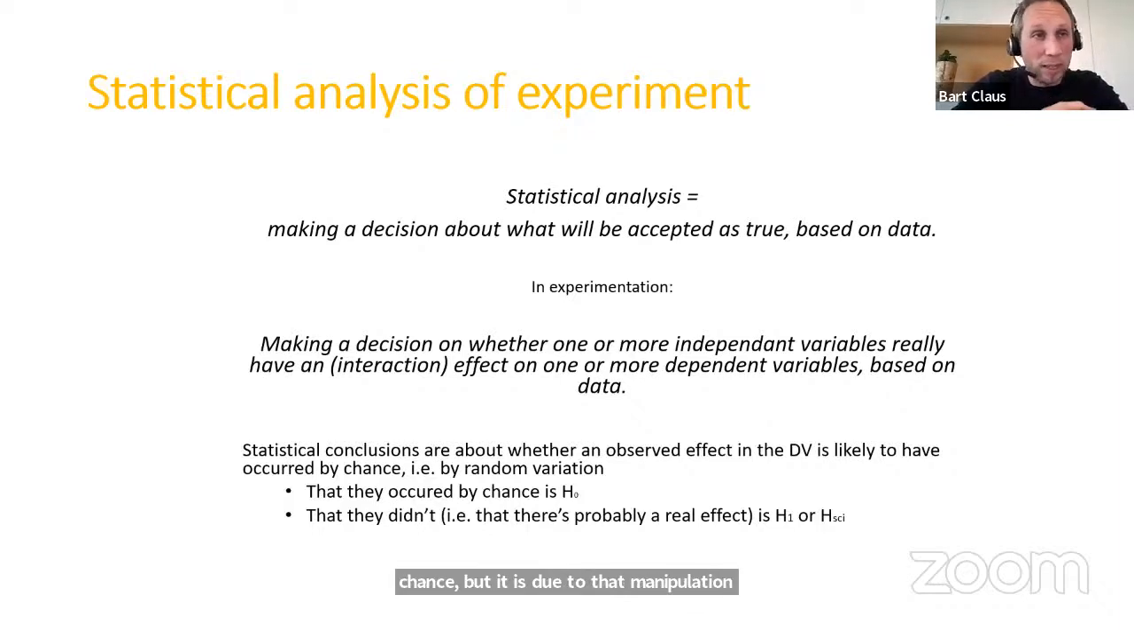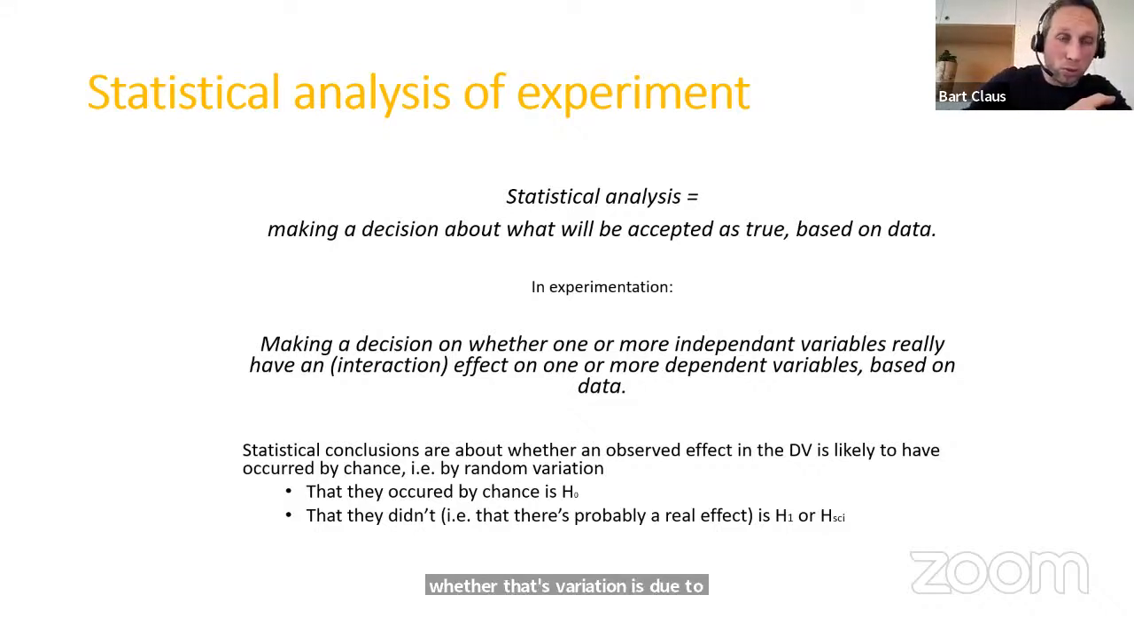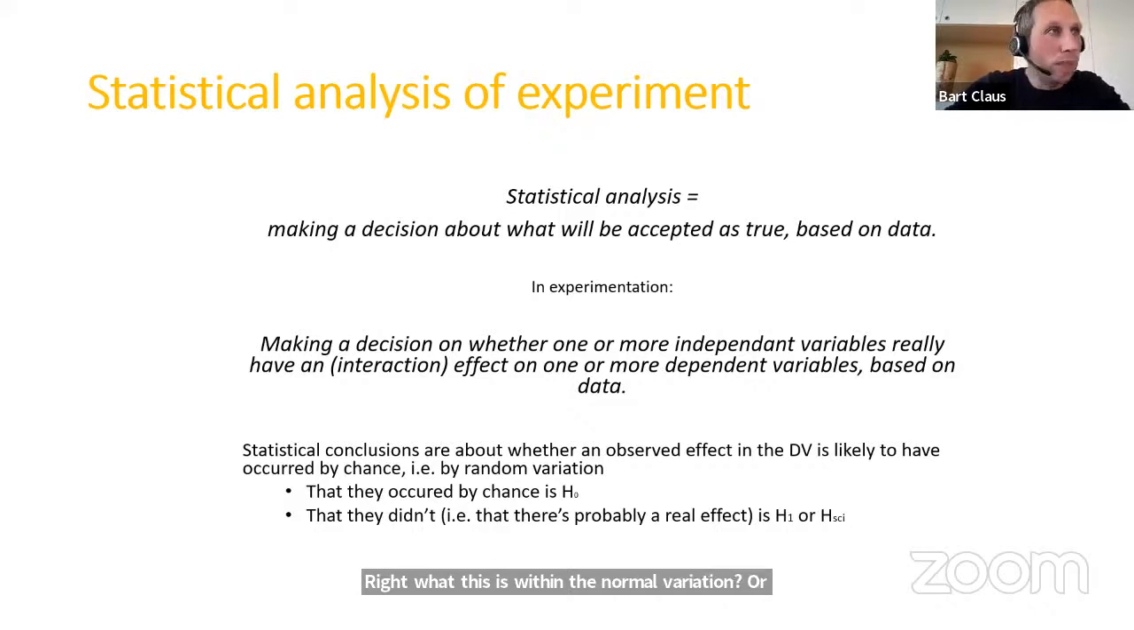It's important to realize that dependent measures, like any measure, vary, right? There is always some error in your measurement, some variation. And so what your statistical test will tell you is whether that variation is due to your intervention or not, right? Whether this is within the normal variation or whether there's a difference that is large enough to conclude that it is not due to chance, right?